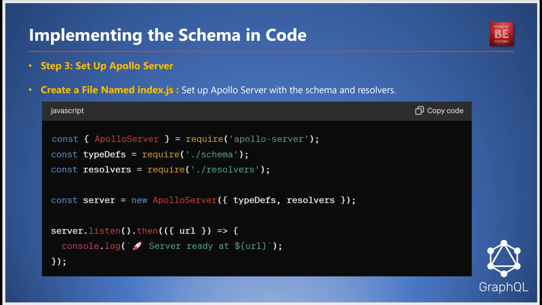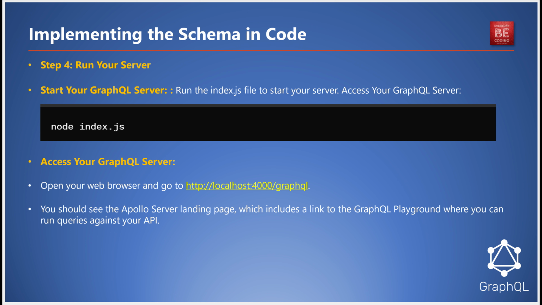Step 3 involves setting up Apollo Server. In a file named index.js, you integrate Apollo Server with your defined schema and resolvers. This setup is crucial as it brings to life the interactions defined in your schema, allowing your server to understand and respond to requests. Finally, step 4 is running your server.